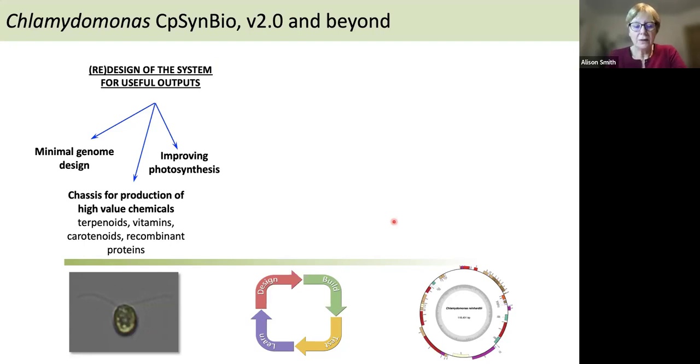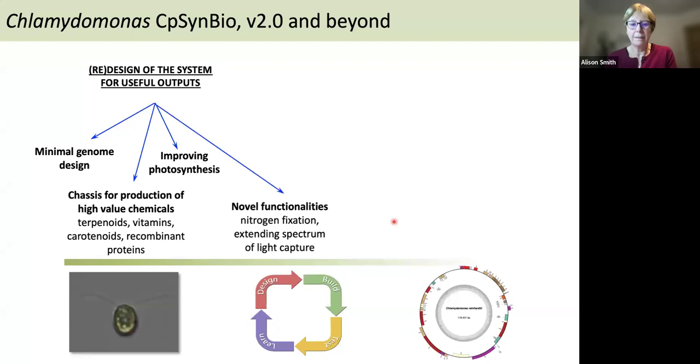Together with colleagues at the University of Edinburgh, we're interested in improving photosynthesis, and we will do that by trying to introduce the refactored photosynthetic genes, but maybe using genes from different sources, and in addition, novel ways for carbon fixation to try to overcome issues with the oxygenase activity of Rubisco. We're interested in introducing novel functionalities, including the genes for nitrogenase, which would allow nitrogen fixation, or other pigments that would extend the spectrum of light capture.